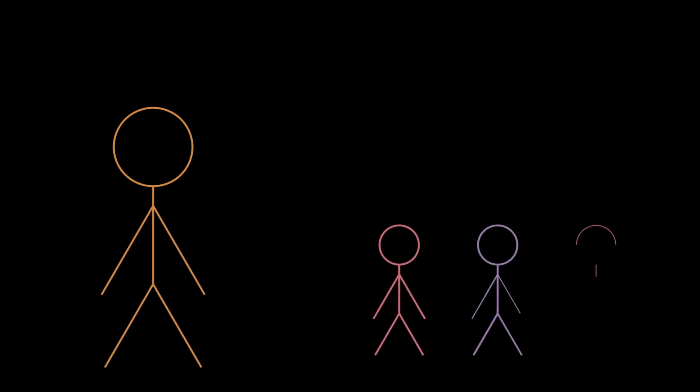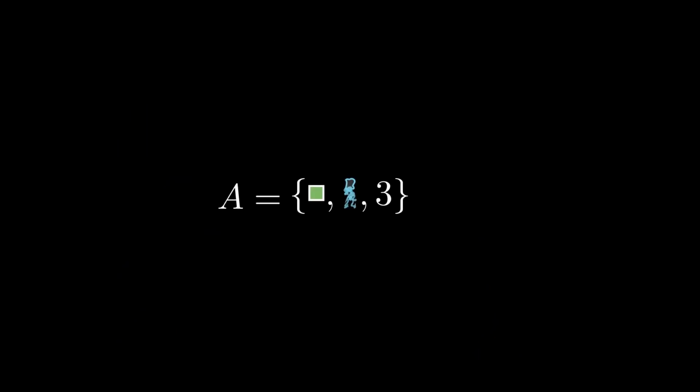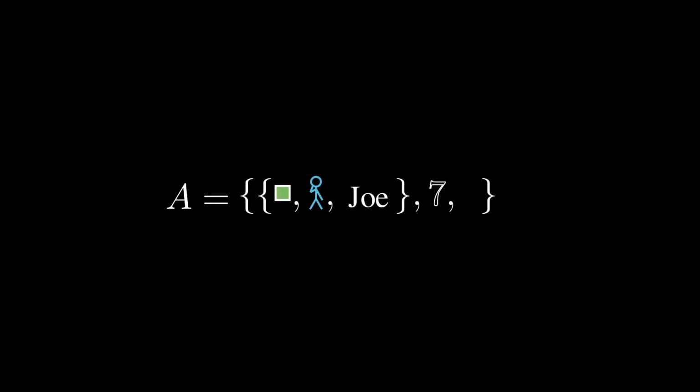A common misconception for new learners is that sets can only contain numbers, which couldn't be further from the truth. In fact, part of what makes sets so powerful is that they can contain anything, including shapes, people, or whatever else you can concretely define. They can even contain sets themselves.